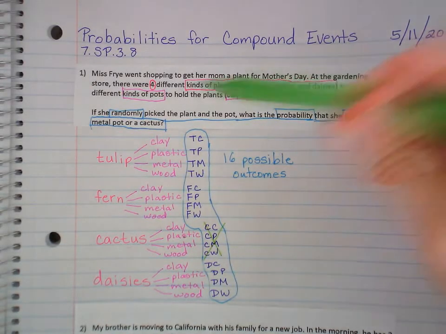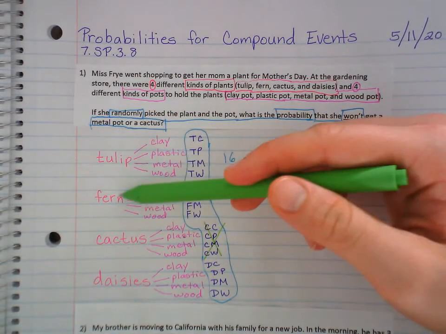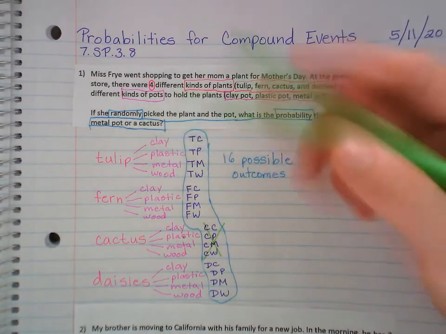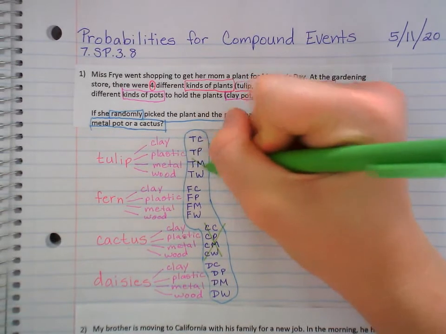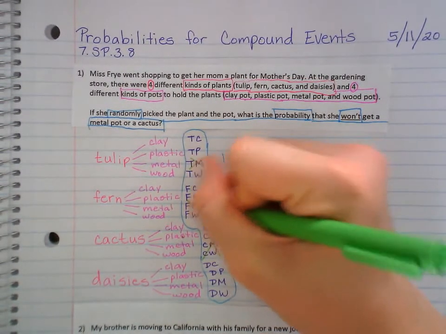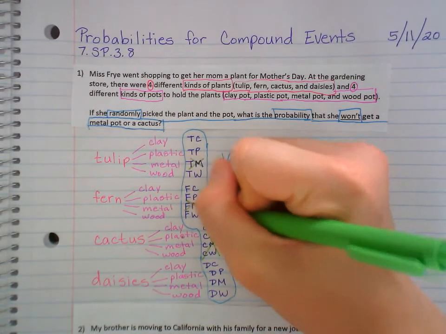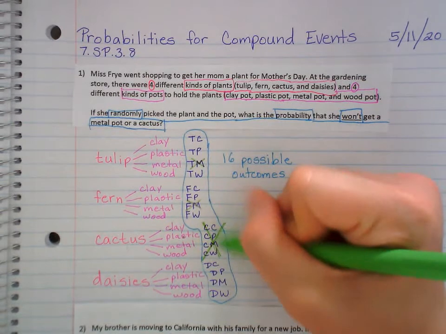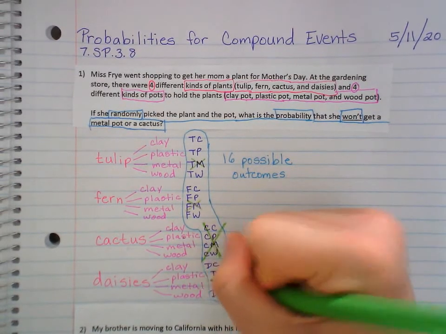Okay. Tulips are fine, ferns are fine, daisies are fine. But I also don't want a metal pot. So tulip in a metal pot, not okay. Fern in a metal pot, not okay. Cactus and metal, we already canceled it out because it was a cactus. And then daisies and metal, not okay.